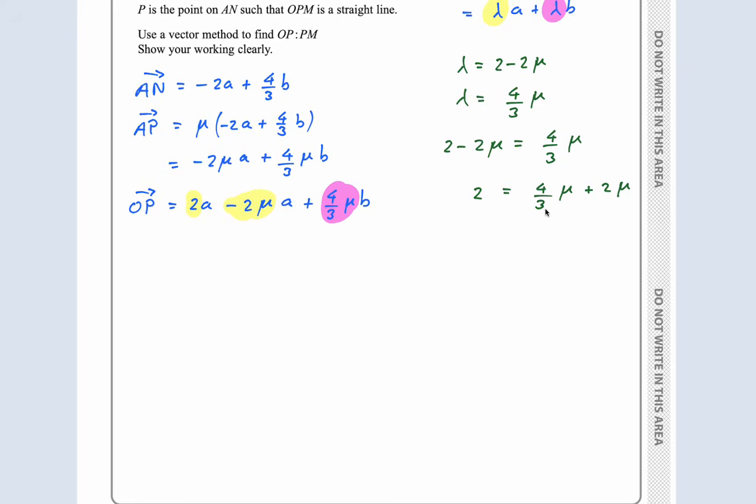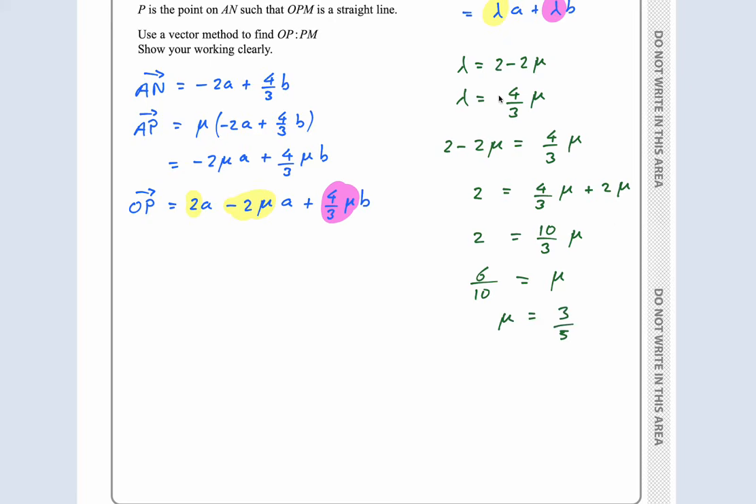4 over 3 plus 6 over 3 is 10 over 3. So 10 over 3 mu equals 2. Multiply by 3 is 6. Divide by 10. Mu is equal to 6 over 10, or mu is equal to 3 over 5.